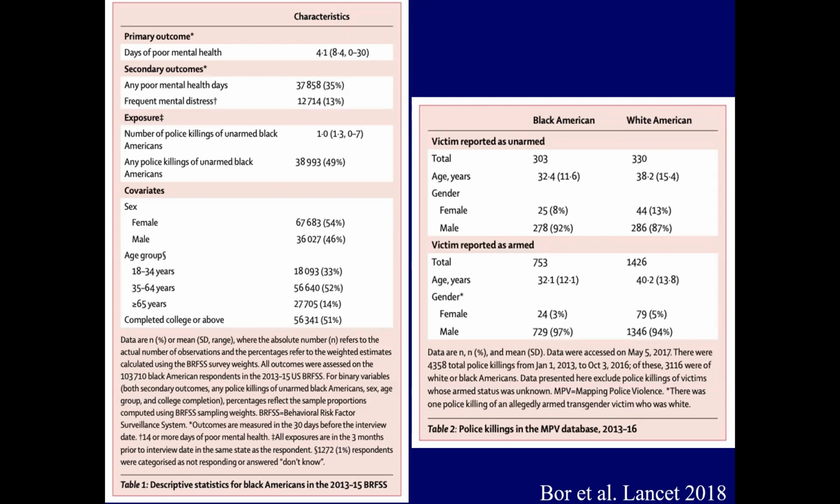And as shown in these two tables, we can see that the mean age of the respondents was 45 years with a standard deviation of 17. And after accounting for the sampling weights, approximately half of the respondents were women and half had completed university.